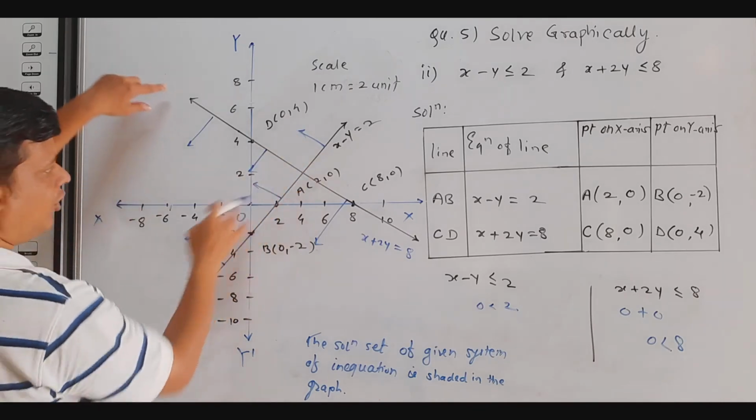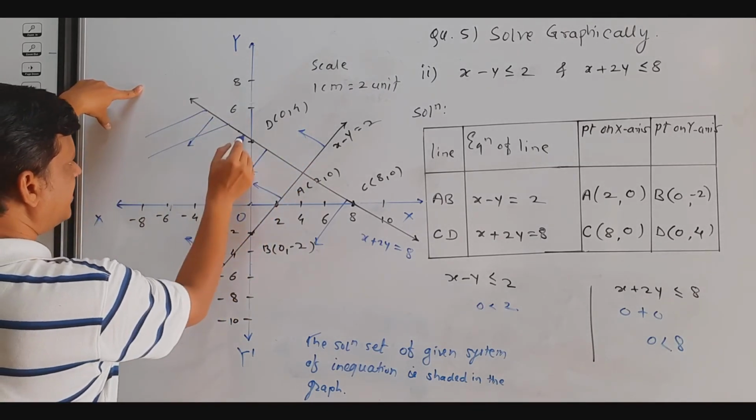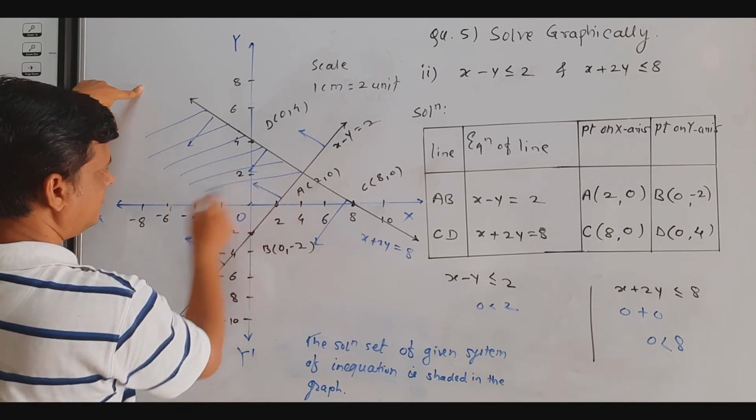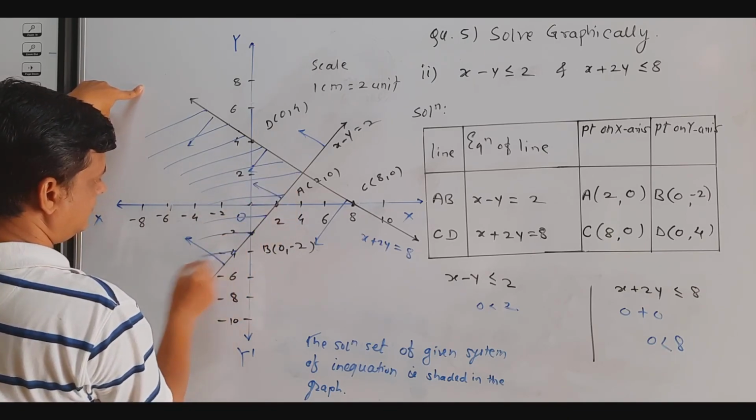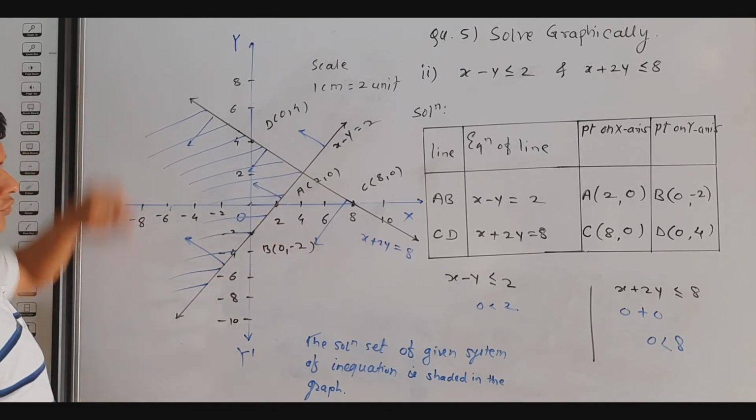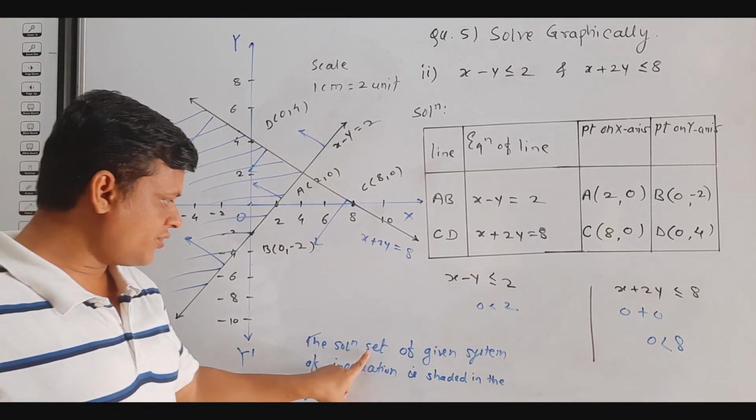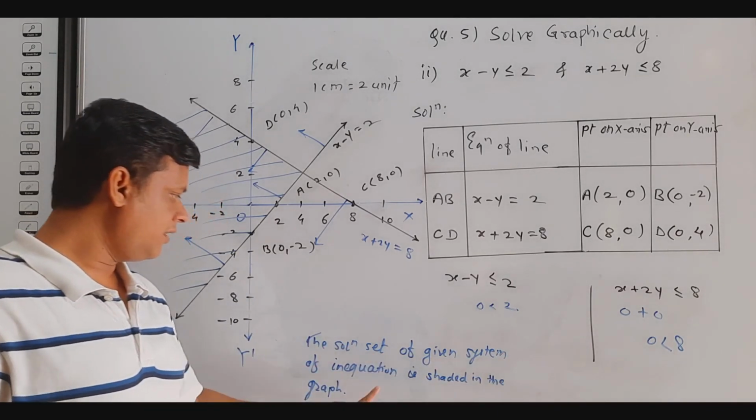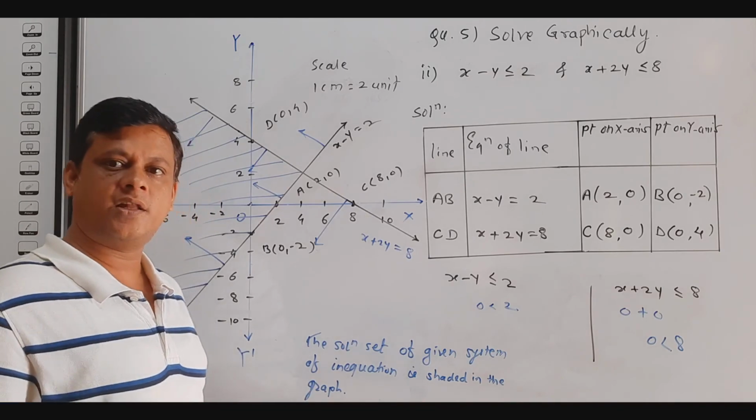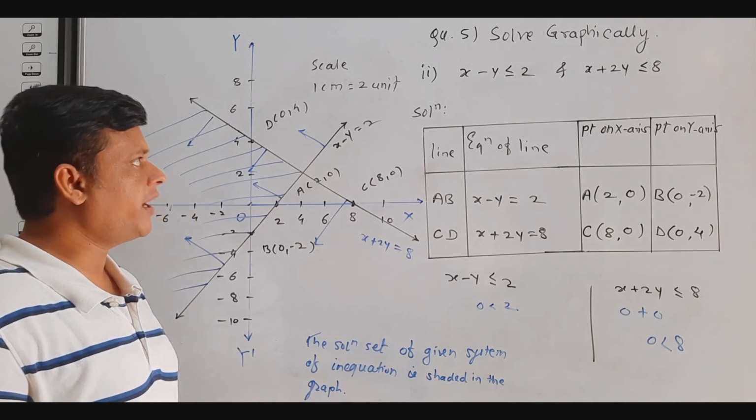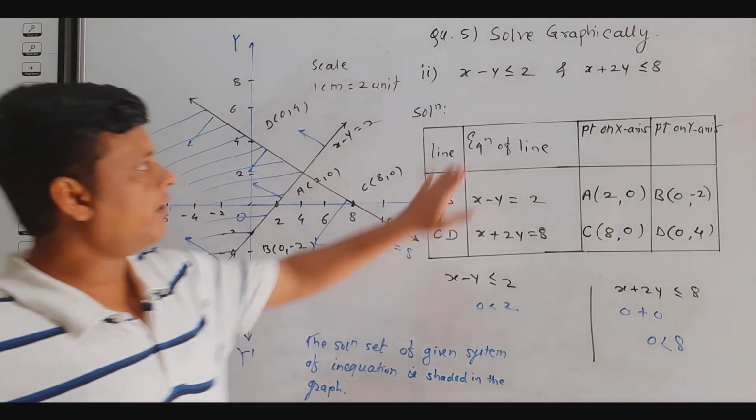That means this is the common region. So we shade this common region. So we write here the solution set of the given system of inequations is shaded in the graph. So in this way we have to solve the given inequations.